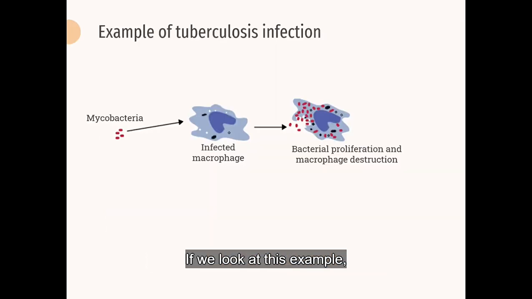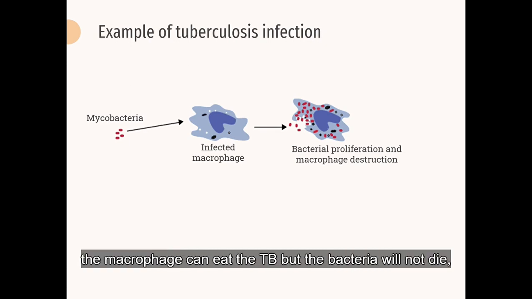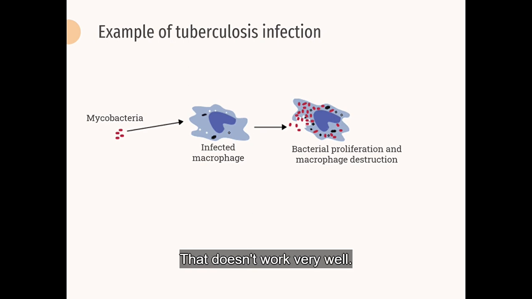If we look at this example, and this, in fact, is a tuberculosis example, in the top line there, in a normal macrophage, the macrophage can eat the TB, but the bacteria will not die. They will multiply and they will kill the macrophage. That doesn't work very well.